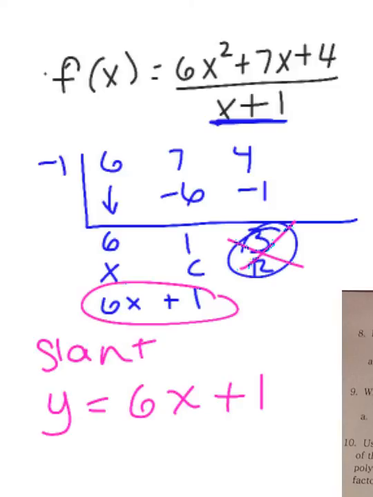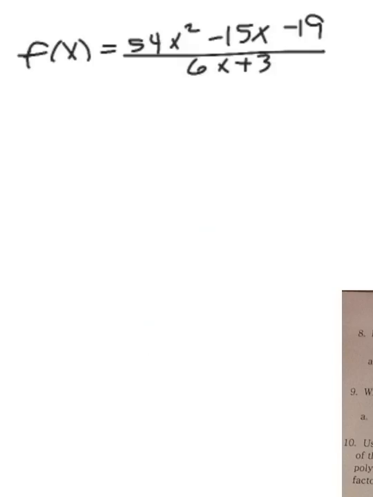All right, let's take a look at 12b. Okay, so for 12b, notice that in the denominator here, I have a 6x plus 3. It would not be the best thing to use synthetic division, because we would have to be using fractions. I would have to use -3 and divide by 6. So that would not be the best thing. So let's use long division for this.